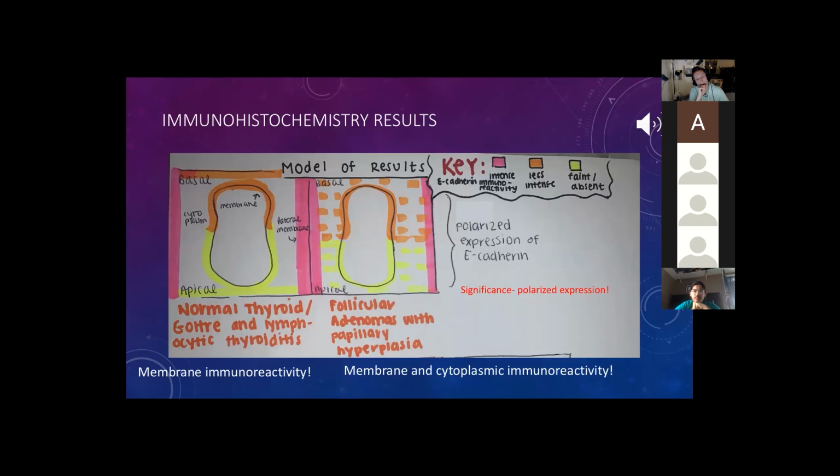If you look at the lymphocytic side of the cell, you can see that there is more membrane immunoreactivity. The pink color of the lateral border of the cells shows that there is more intense staining here than the basal border of the membrane, which is colored orange, and even more intense staining than the apical border, which is colored yellow.